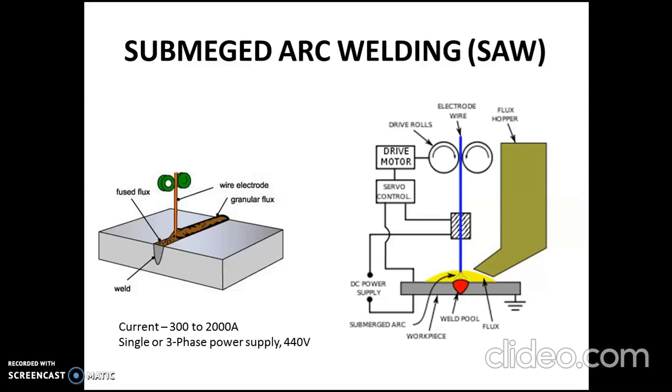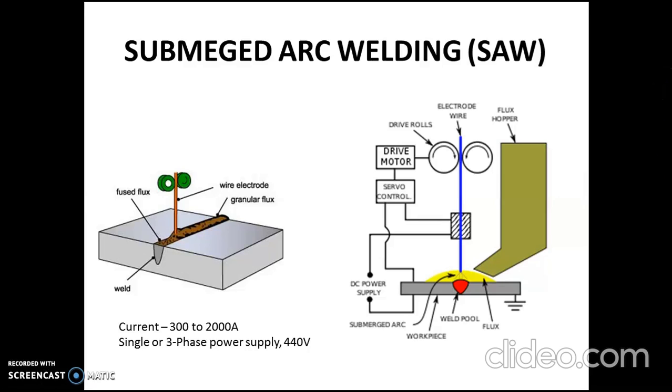The thick layer of flux completely covers the molten metal and prevents weld spatter and sparks, and suppresses the intense ultraviolet radiation and fumes. The flux also acts as a thermal insulator, allowing deep penetration of heat into the workpiece. That is the advantage of submerged arc welding.